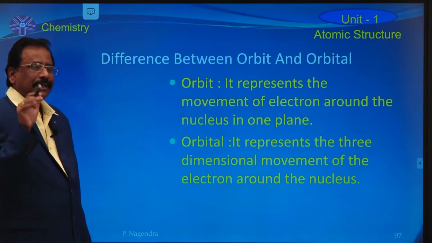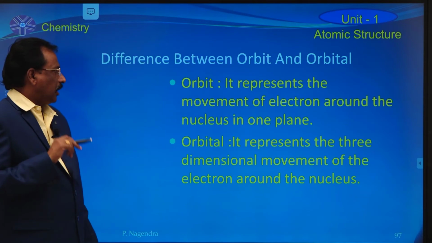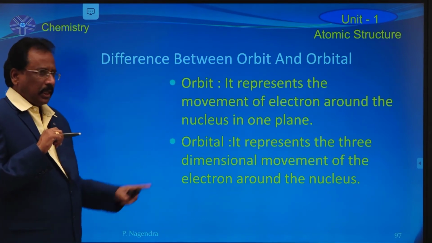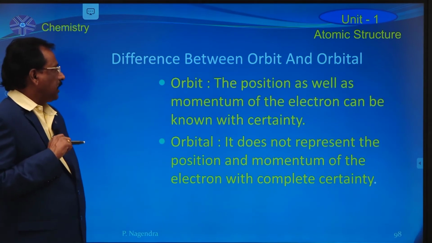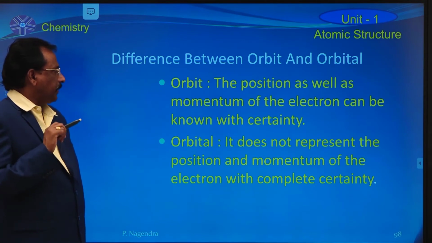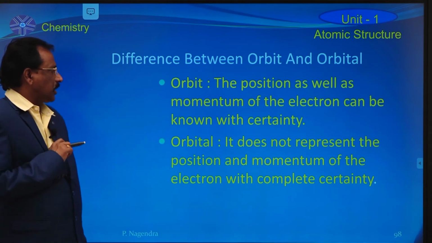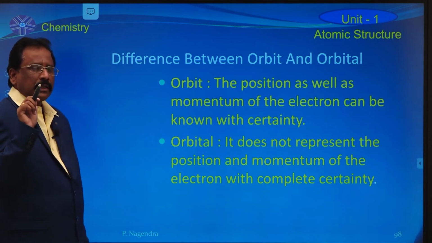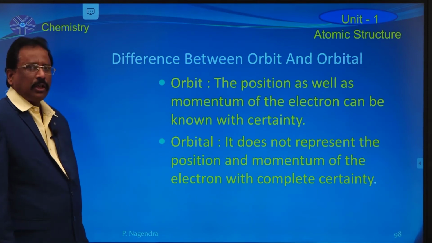An orbital represents the three-dimensional movement of the electron around the nucleus, but an orbit represents the movement of the electron around the nucleus in only one plane. This is according to Bohr's theory. This is according to the quantum mechanical model of an atom. And another very important difference between these two is, according to Bohr's concept, the position as well as momentum of the electron can be known with certainty because the electron revolves around the nucleus in a stationary orbit.